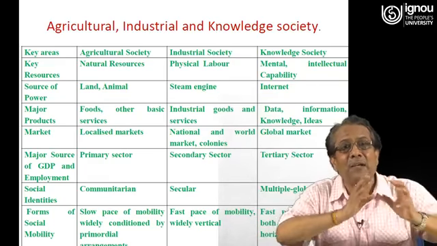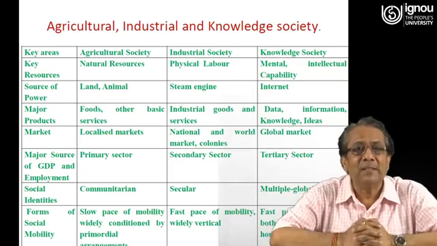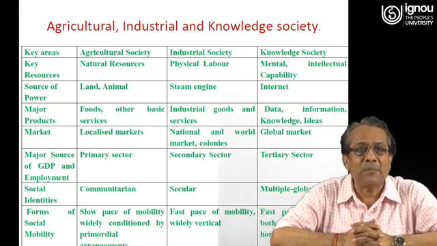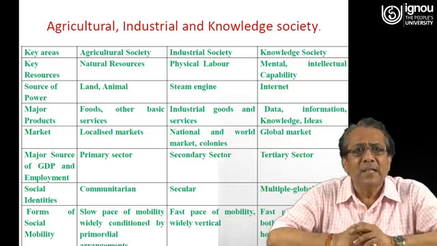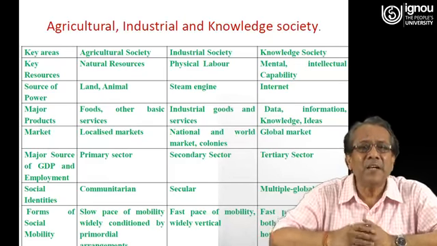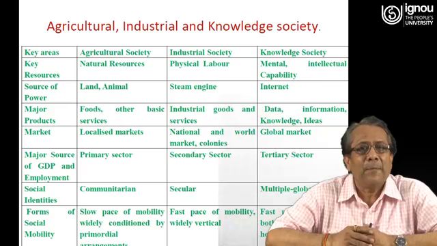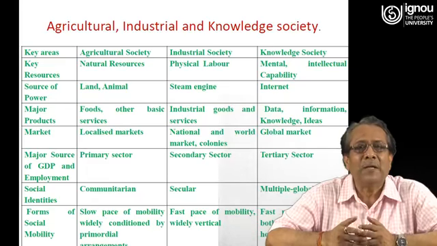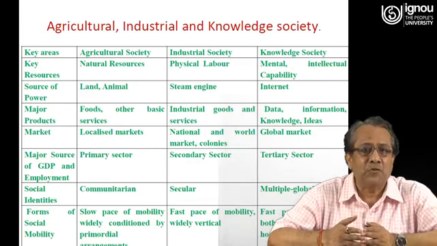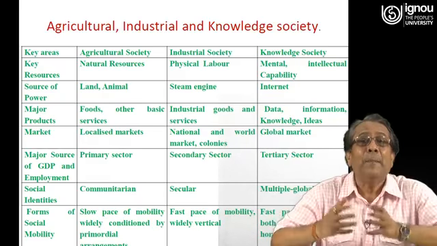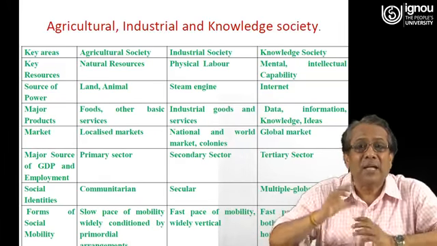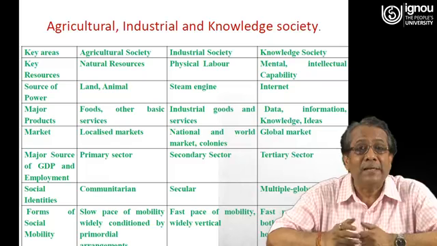Now, the major product of these three types of society. The agricultural society's products are food items and other related basic services. In the industrial society, it is industrial goods and the services that we find in terms of the varieties of paraphernalia and instruments available in the society. And in the knowledge society, the major products are data, information, knowledge and ideas.